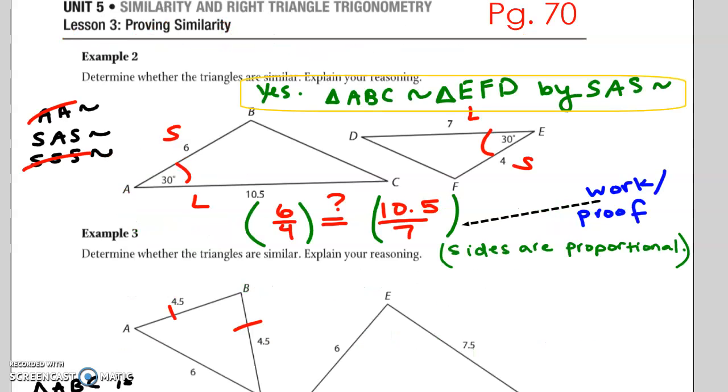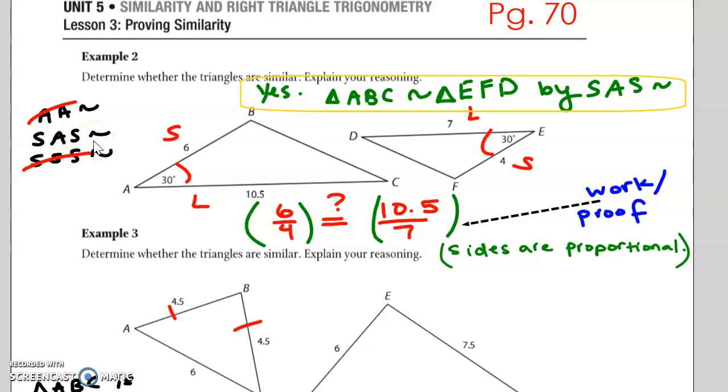All right, page 70 takes us to the rest of our examples. So in example 2, we want to determine if the triangles are similar. So look at what they gave us. They only gave us one set of congruent angles. For that reason, I cannot use AA similarity to justify if the triangles are similar. Likewise, they did not give me all three side lengths, so I cannot use side similarity. So the only method that would work is side angle side similarity.